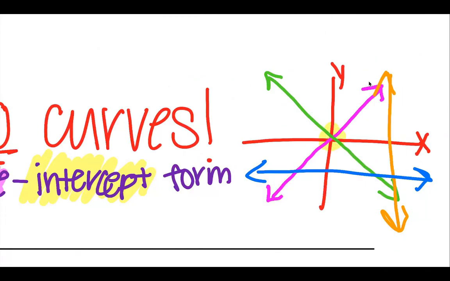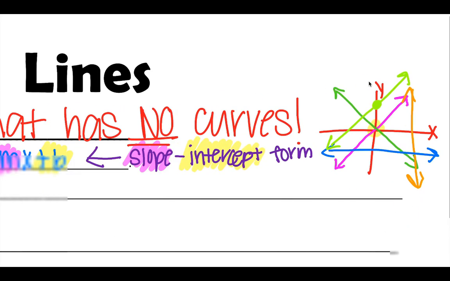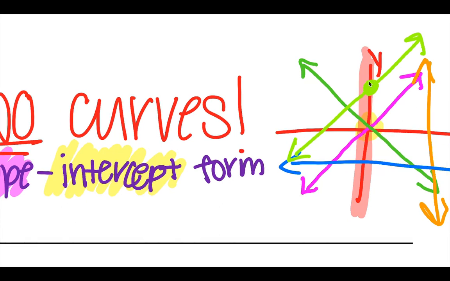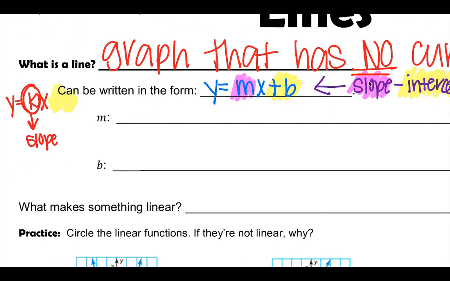We could have it going through anywhere else, something like that. Notice it goes through the y-axis here. It's not going through the origin. So the b is what shifts the line up and down on the y-axis. I'm going to play with it in Desmos in a second. So anyway, slope-intercept form: y equals mx plus b.